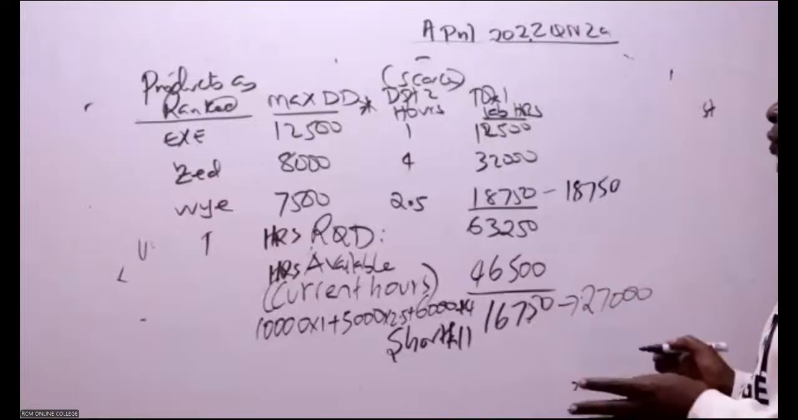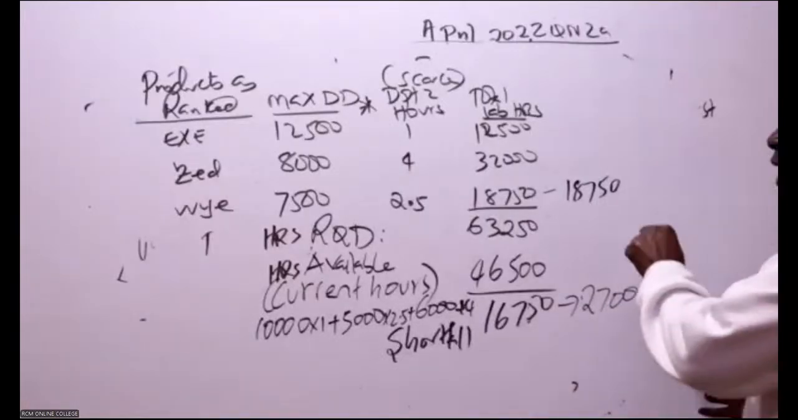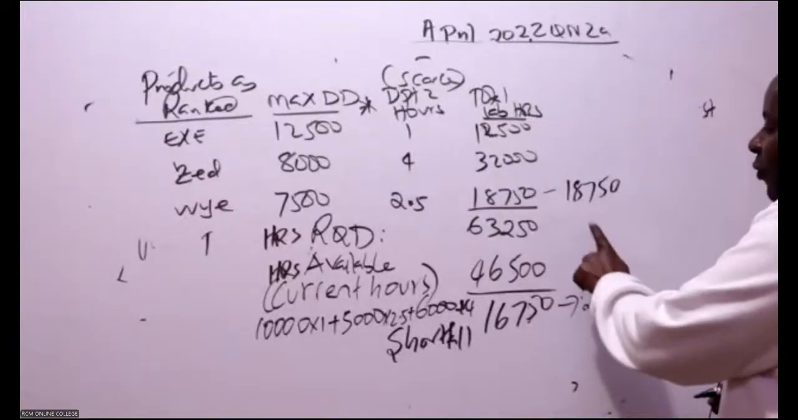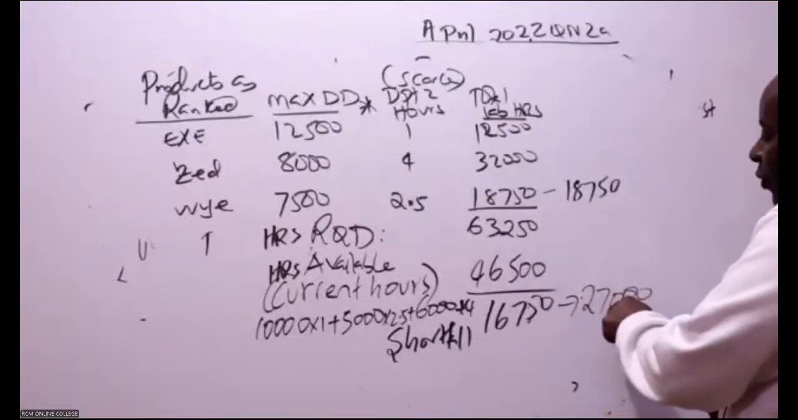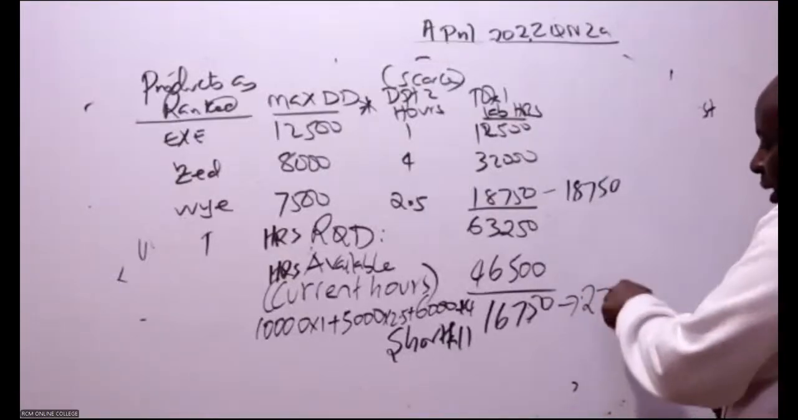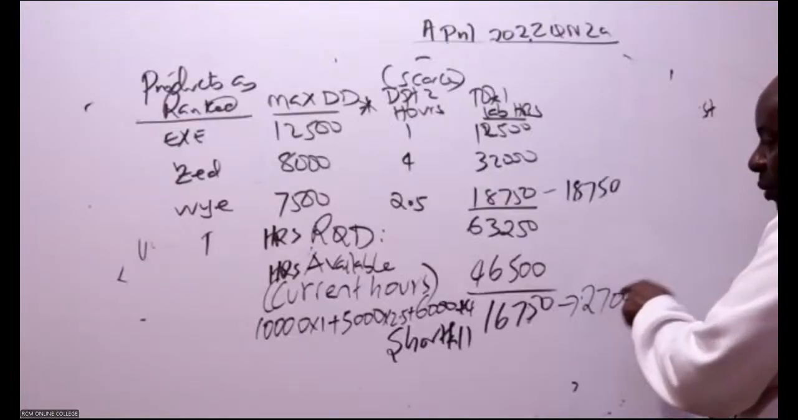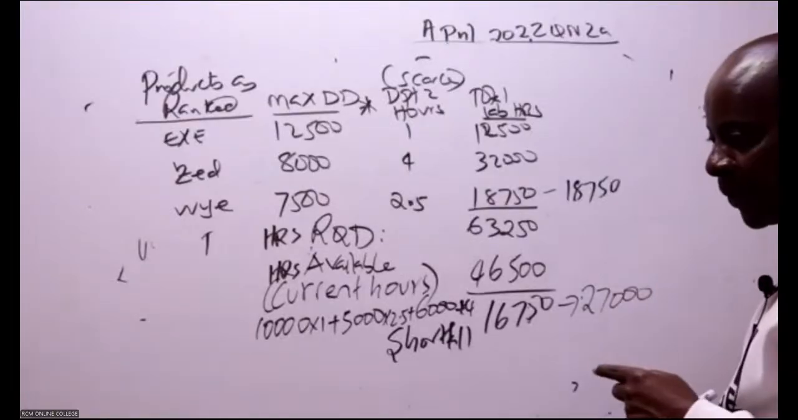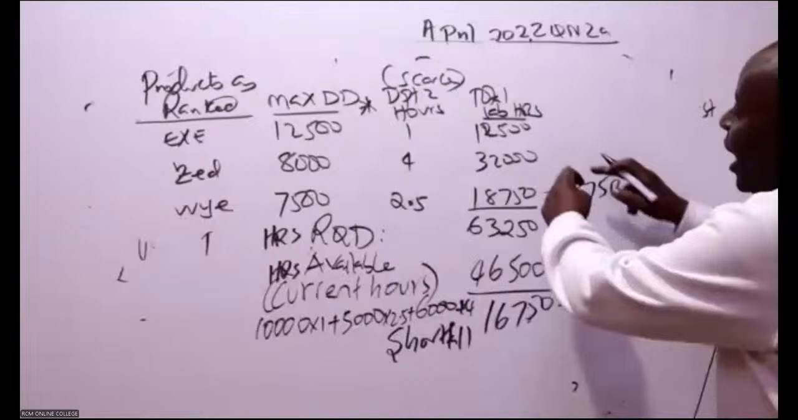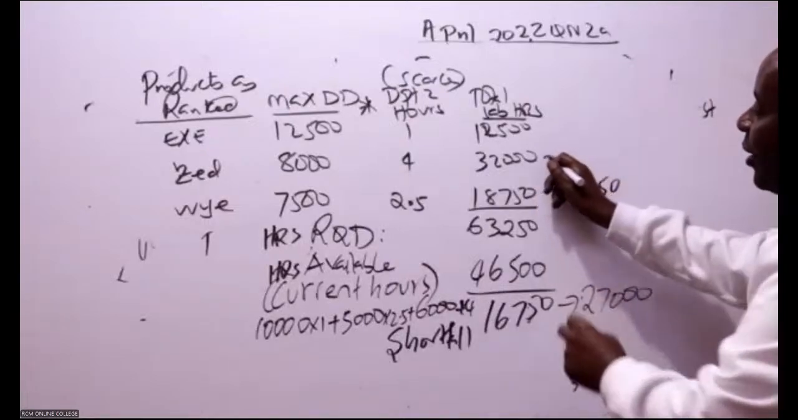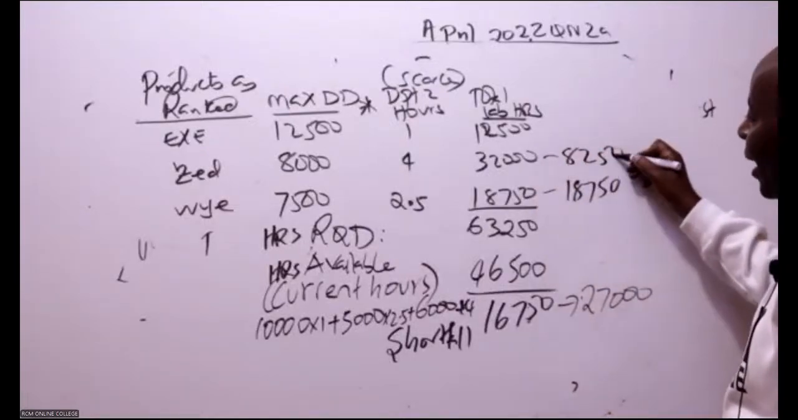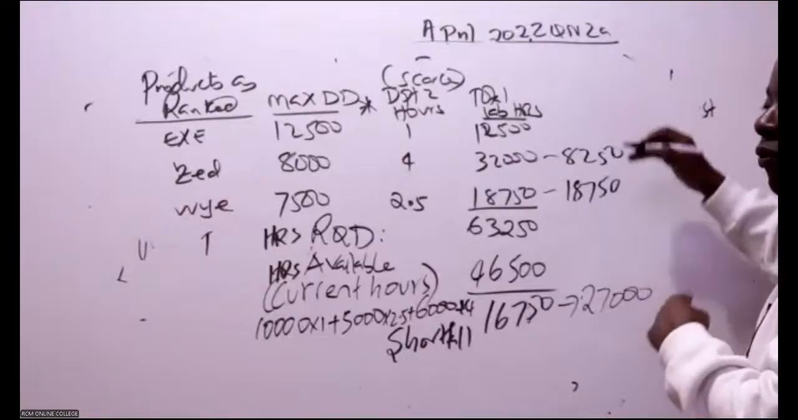Yeah, 18,750. But once I do that, I haven't yet recovered fully. So what is the difference? I've been able to recover 18,750 from 27,000. Can somebody subtract and tell me what is remaining? 8,250. So this 8,250, I will recover it from here, so that when I add these two, I will get the total. So I'll move upwards like that.